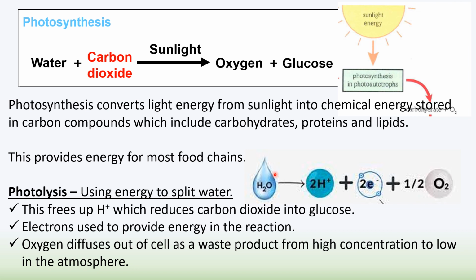So for example, the glucose can be converted to cellulose. This is obviously important because it provides the energy in most food chains.